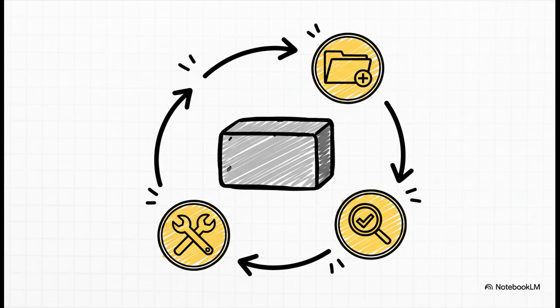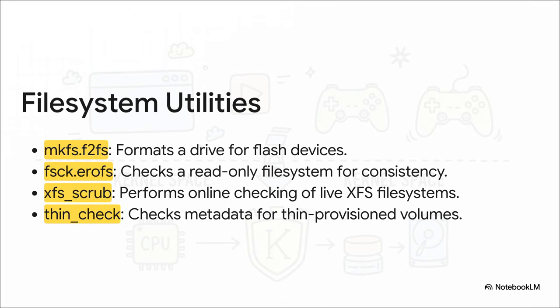So let's start with something we all rely on every single day, the tools that manage our data. Every single utility that we use to create, check, and repair the file systems that store our precious files, all of them live and run safely in user space. For instance, there are tools like mkfs.f2fs to format a drive specifically for a flash device, like in your phone, or xfs_scrub, which can perform live health checks on a running file system without taking it offline.